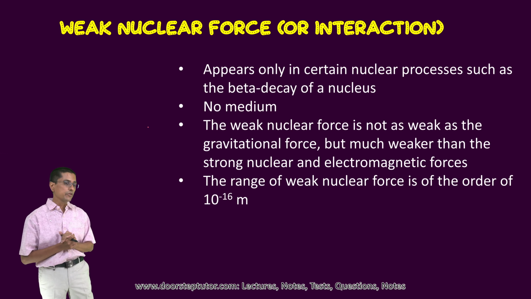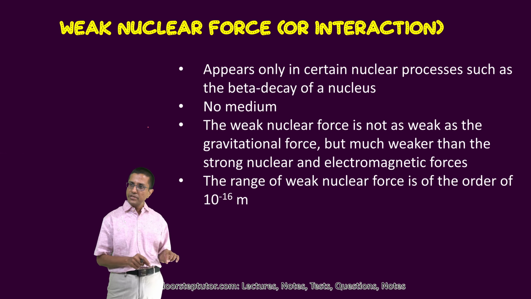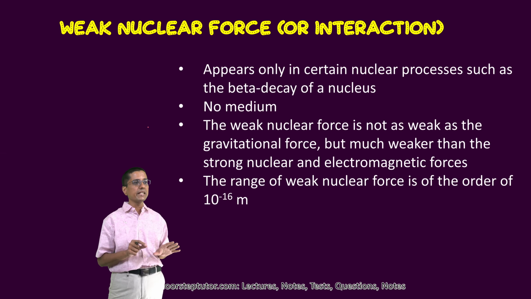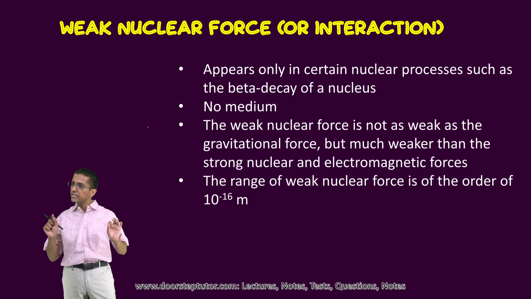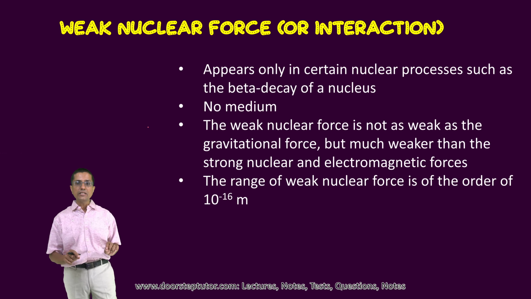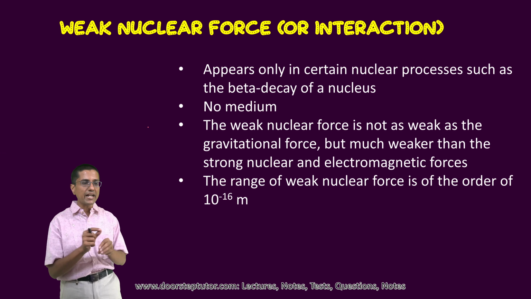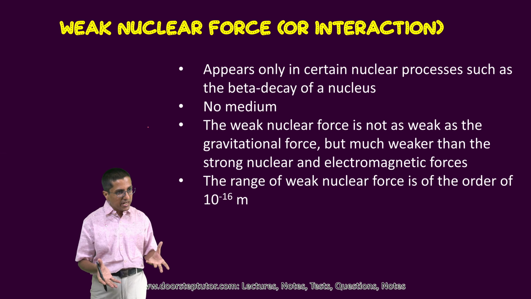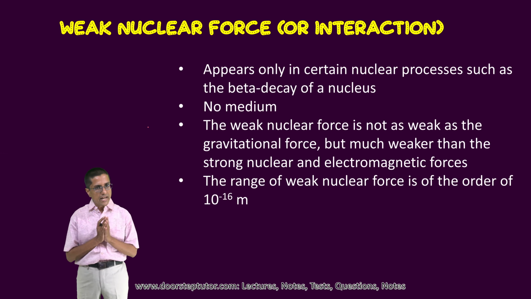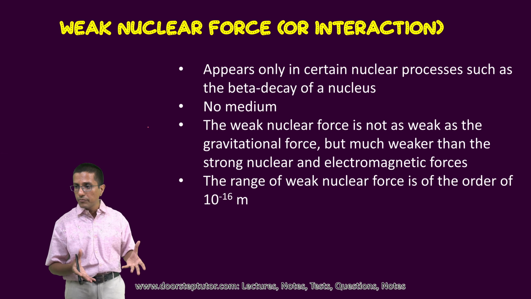The next is weak nuclear force. Now, the weak nuclear force, as the name suggests, appears in the nucleus only. It is present at subnuclear levels, only at scales of 10 raised to power minus 16, which means 0.1 femtometer or less, and it appears only in certain nuclear processes, such as the beta decay of the nucleus. So there is a certain interaction inside the nucleus known as beta decay, and only in those processes does this interaction come. It does not require any medium like the other forces, it also does not require any medium to propagate.